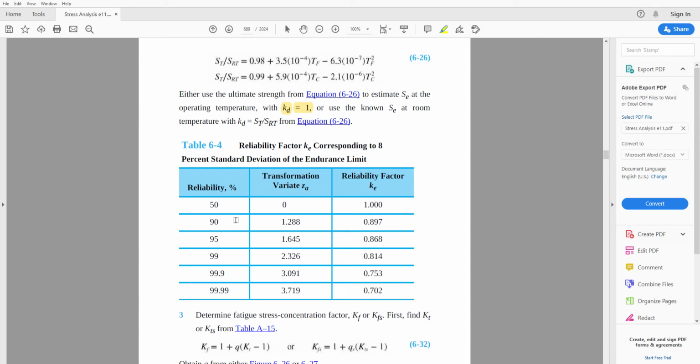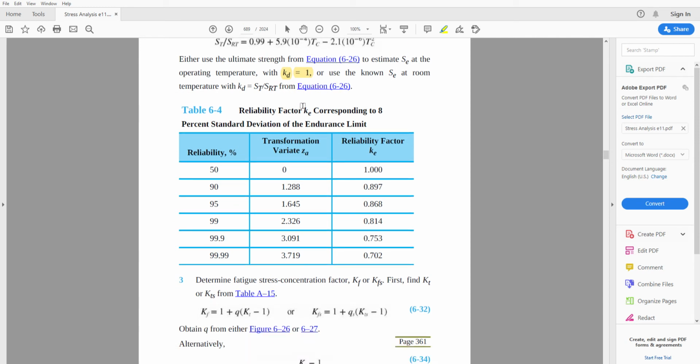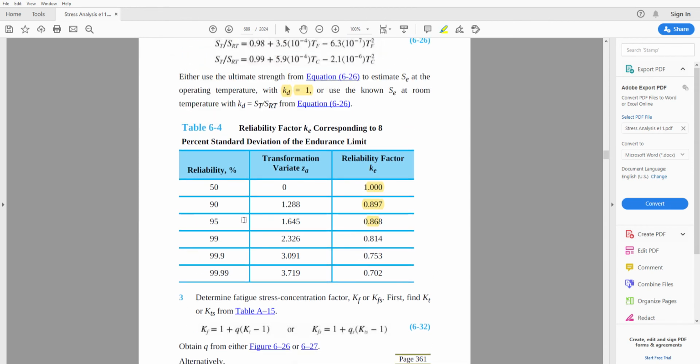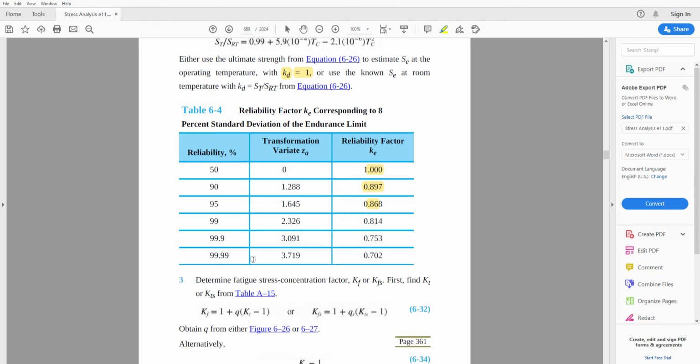Moving on to the reliability factor, Ke. Sometimes the problem will state the reliability is 90%. You use the corresponding reliability factor, right? Ke. Okay, so now we're done with Ka, Kb, Kc, Kd, and Ke.